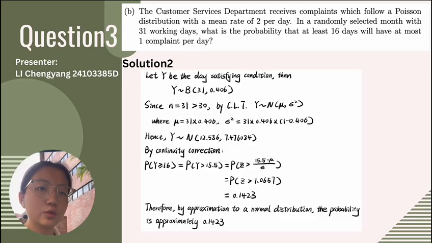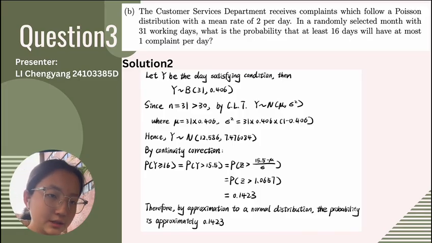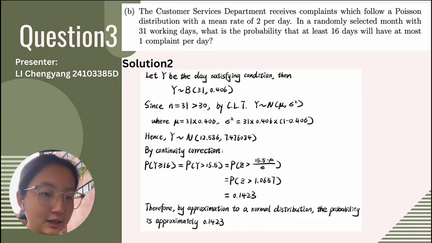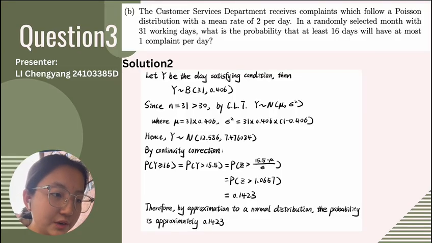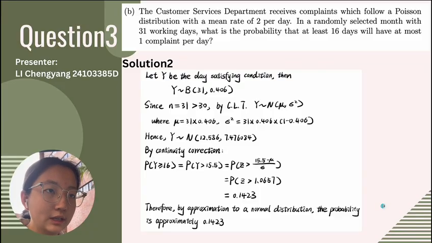For the second solution, since n is equal to 31, which is larger than 30, by the central limit theorem, we can use the normal approximation with the mean equal to n times p and the variance equal to n times p times 1 minus p. After applying continuity correction, we now need to find the probability that Y is larger than 15.5. So with the approximation from the statistical table, the final answer is 0.1423, which is close to our previous solution result. So that's all for this question 3.